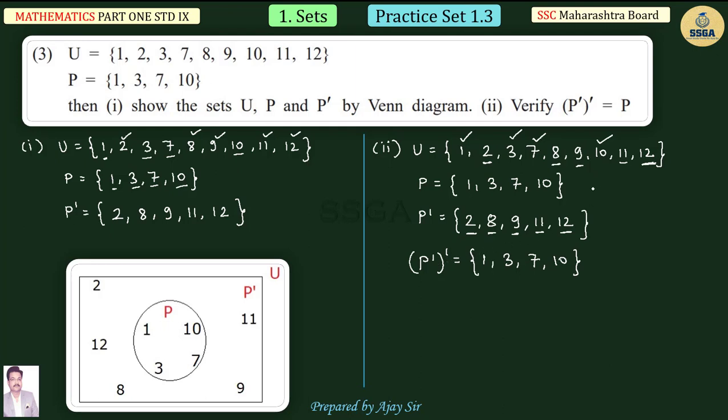So now let us write this as equation number 1 and this as equation number 2. Now observe these two. Here the right hand sides, all elements are equal, that is 1, 3, 7, 10. So therefore the left hand sides are also equal. Therefore P complement of complement is equal to P. So this is verified, hence verified.